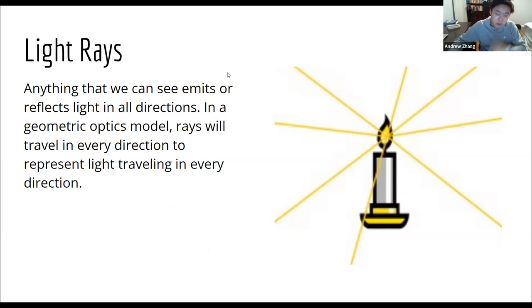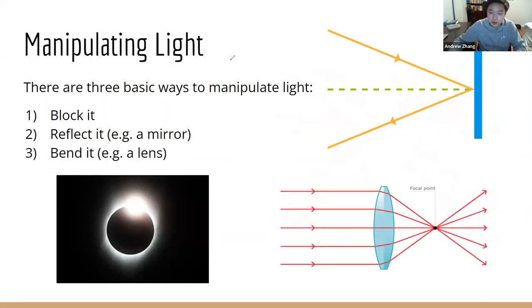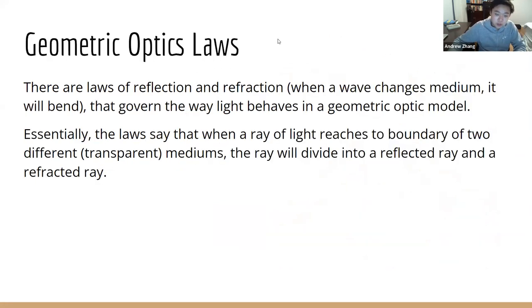So how can we manipulate light? There are basically three basic ways. One, we can block it, which does what you would expect. It just covers up the light, as for instance in a solar eclipse. We can also reflect it, as in something like a mirror. And something more complicated is being able to bend light using something such as a lens.